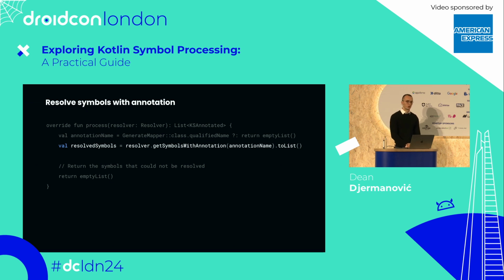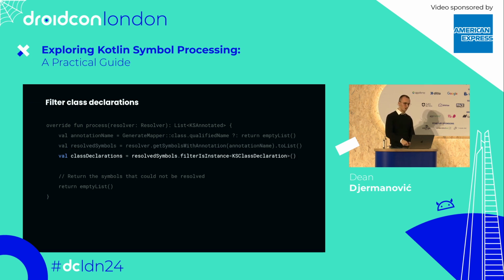Then we can call get symbols with annotation on the resolver instance, pass in the annotation name, and convert the result into a list. So this will give us a list of symbols that are annotated with generate mapper annotation. Since we are only interested in class declarations, we can further filter result symbols to only include instances of KSClassDeclaration. So this will give us a list of all of the class declarations that are annotated with generate mapper annotation.